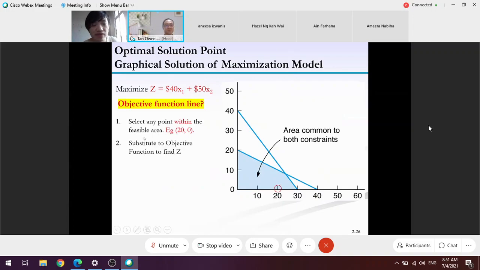Select any point within the feasible area. Example, I choose 20, 0. Then replace, substitute, okay, replace. Get 800. Then find the second point, get 16. Okay, then I draw the line.